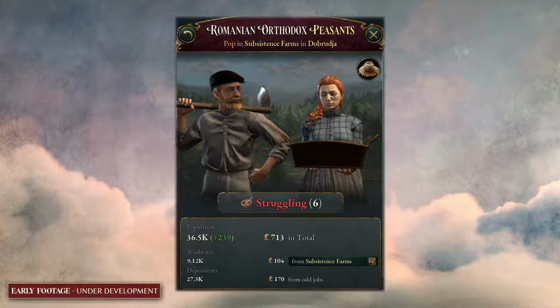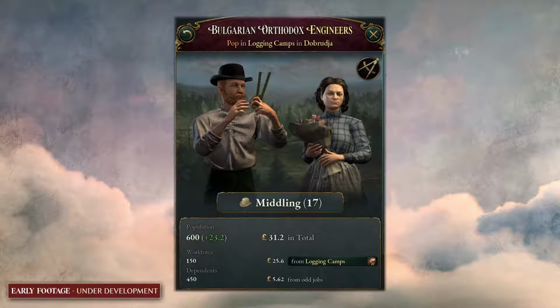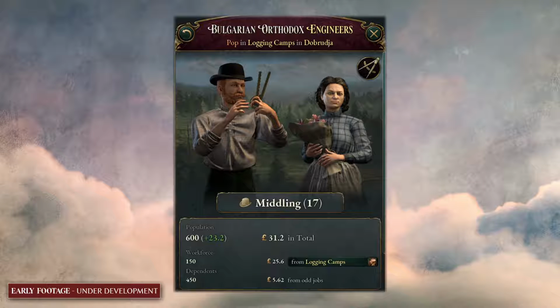POPs understandably have opinions about their standard of living increasing or decreasing. A POP whose standard of living is decreasing will become more radical, whereas POPs whose standard of living is increasing will become more loyal, which means you will get greater leeway in what kind of laws that you would like to pass. The base value of standard of living is a POP's wealth.